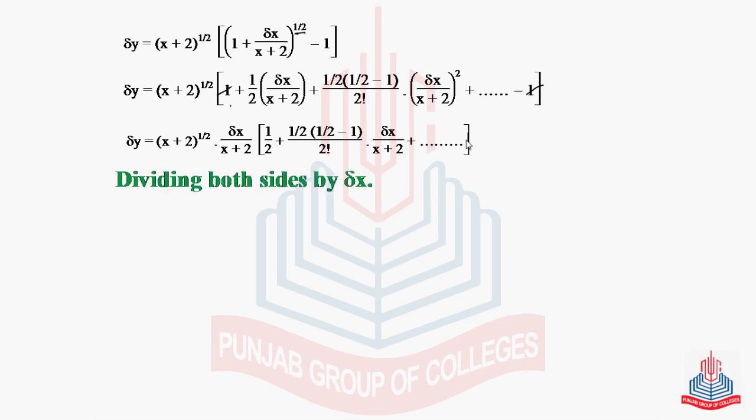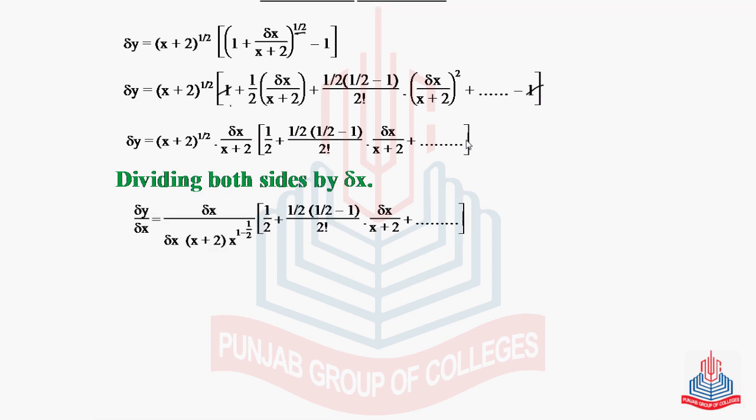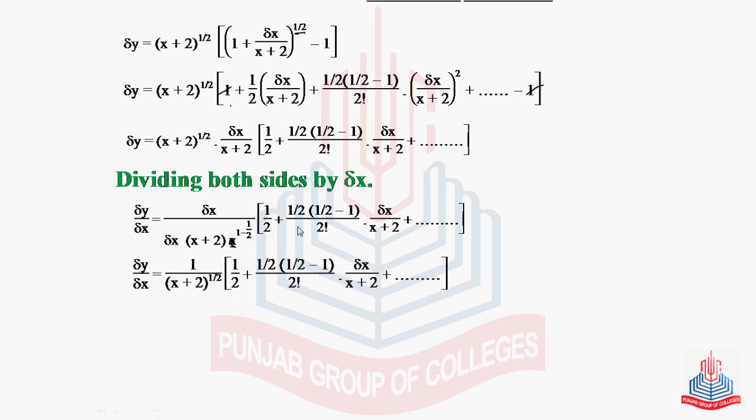Dividing both sides by delta x, delta y over delta x is equal to delta x over delta x. x plus 2 is the common base, so the powers will be combined as 1 minus 1 by 2, and the bracket portion will remain the same. So delta y by delta x is equal to, after cancelling this delta x, 1 over x plus 2 raised to the power 1 by 2. Simplifying this 1 minus 1 by 2, and this one is the same portion.